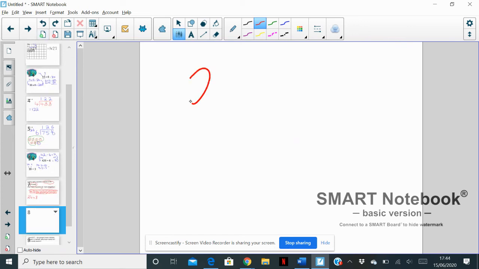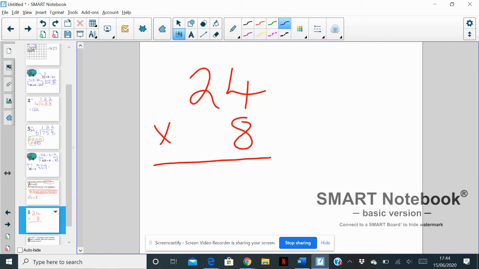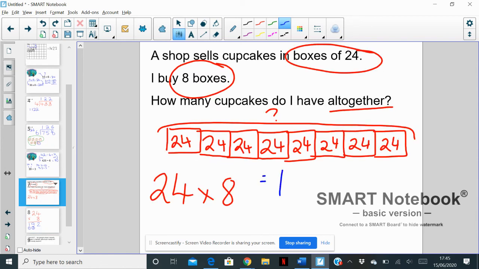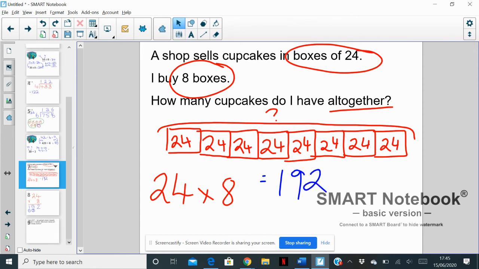So I'm going to set that out in my short multiplication. And I'm going to start in my smallest column. 4 multiplied by 8 is 32. I'm going to regroup the 3 tens and keep the 2 ones. Now I'm going to multiply my tens. 2 multiplied by 8 is 16. Add 3 is 19. And I haven't got any hundreds to regroup, so I can just bring up that regrouped digit. My final answer will be 192.